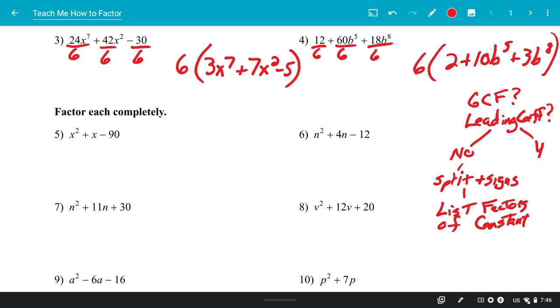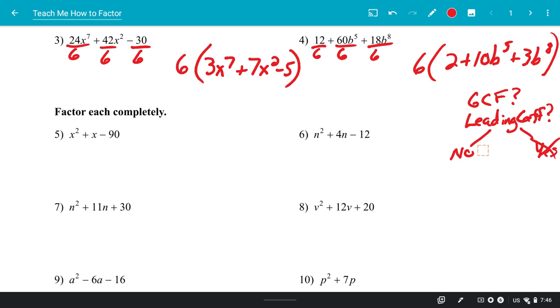We'll worry about yes later. Okay, all of these, just telling you right now, all of these are going to be no. There's no leading coefficient. All right. Well, let's go. Let's do it.